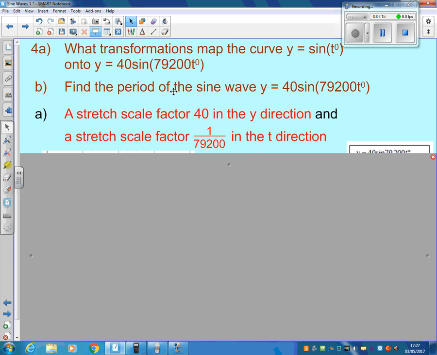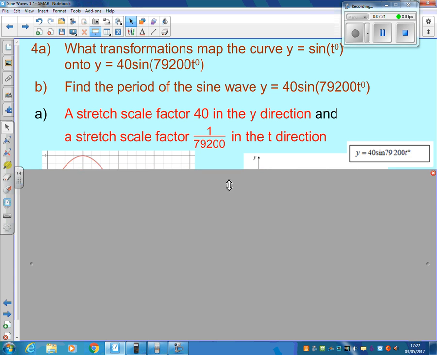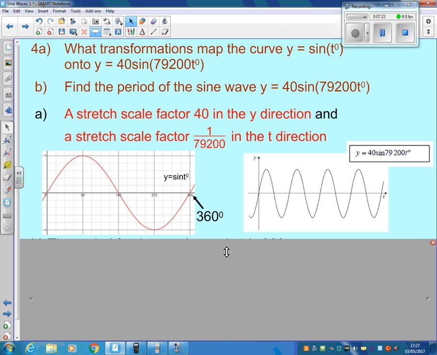So that's our stretch. Now we can use that to find the period of the sine wave for this one here, because if we take a normal sine wave, then its period is 360, because the period is the time it's actually taking in order to do one complete cycle, one complete revolution. Okay, so the sine wave, just doing the thing once, like that, is normally 360 degrees.